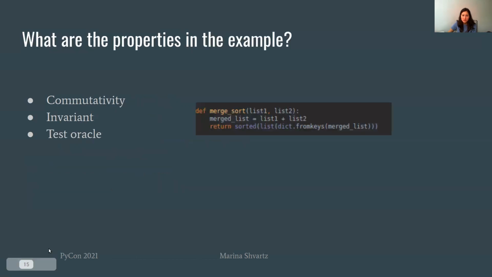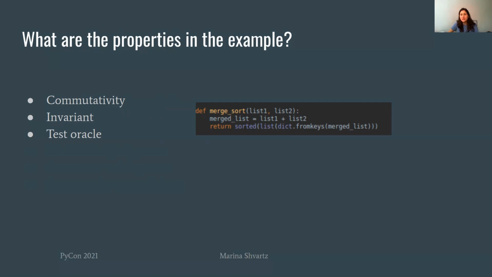To make it more clear, let's go back to the merge sort function. Actually, all three properties that I showed are relevant for this function. The commutativity, because I can call the function with a different order of the input, and the result will stay the same. The function is invariant in the sense that the elements in the result are all included in the input. And at last, we can probably think of a different implementation, for example, using a different sorting function.